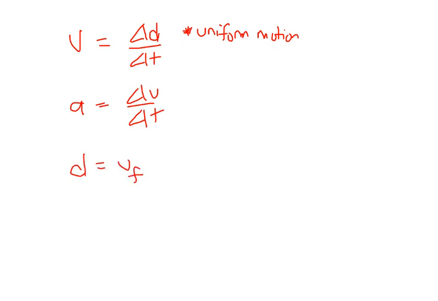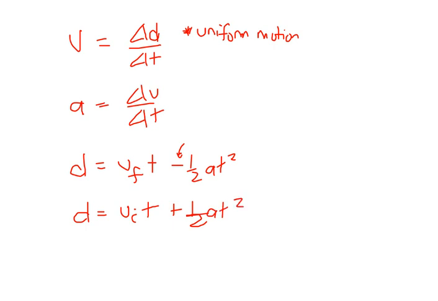D equals VFT minus 1/2 AT squared. That's the formula we utilized in our first lab. And hopefully, by using this formula, some of you are able to notice that there's the negative that's sitting right here. And the reason why this negative kind of made sense is that when we finished solving for acceleration, it made it a negative acceleration, which is good because it's supposed to slow down. What we're going to utilize tomorrow then is this formula, D equals VIT plus 1/2 AT squared.